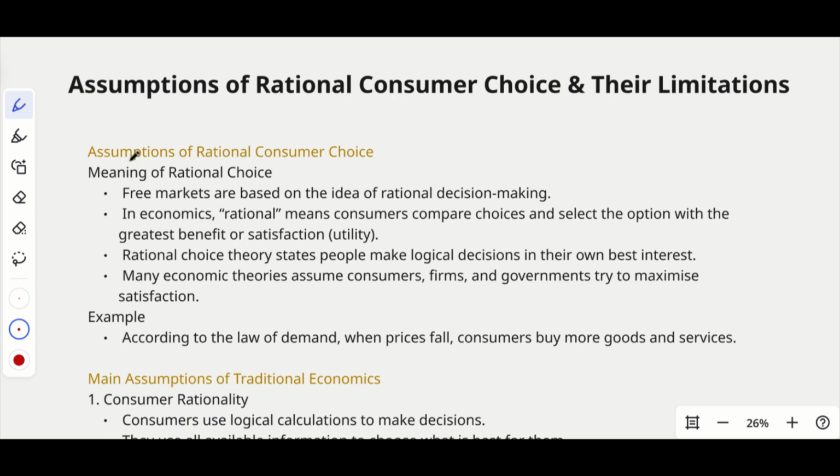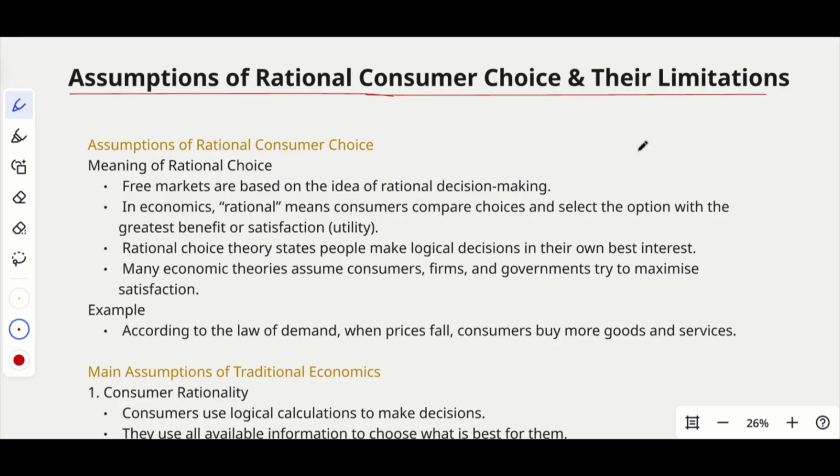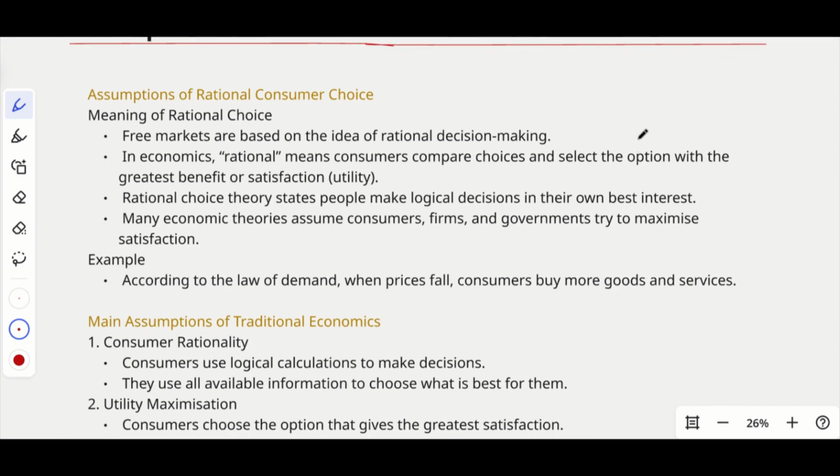Hi all. Now let's learn about assumptions of rational consumer choice and their limitations. Okay. So, what are the assumptions of rational consumer choice? Basically, rational consumer choice means free markets are based on the idea of rational decision making. So what does it mean? Free markets are based on the idea of rational decision making.